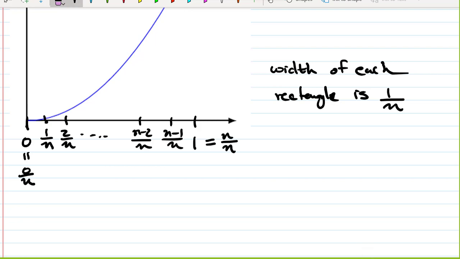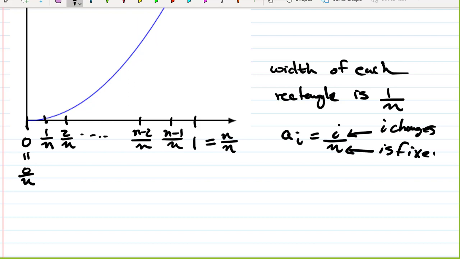So this time, instead of using n's, I'm going to have a sub i be i divided by n. And we're going to note i changes, n is fixed. We divided this into n equal parts, and then i is going to go from either 0 to n minus 1 or from 1 to n to get our lower and our upper estimate. So then this gives us that a sub i is i over n.